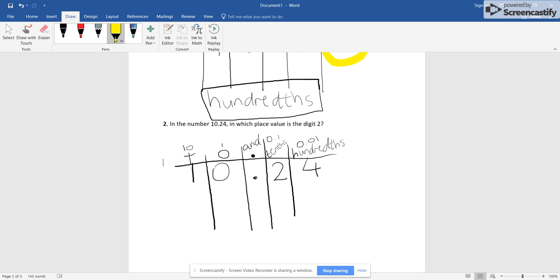So in our question, we are looking for the value of the digit 2. Value of the digit 2, is this a 2? Nope. Is this a 2? Nope. Is this a 2? Yes, it sure is. And what place value is it in? The tenths place. So your answer should have been tenths.